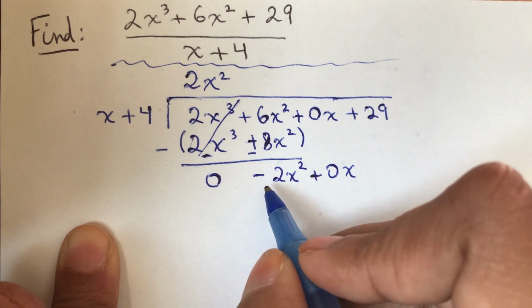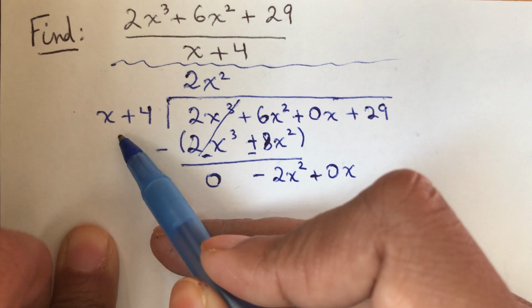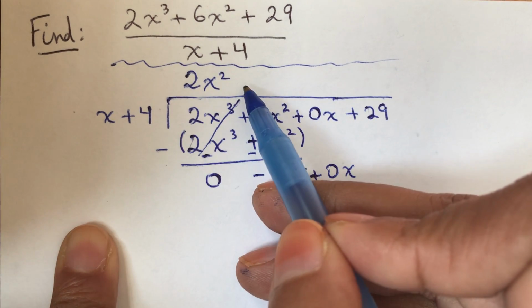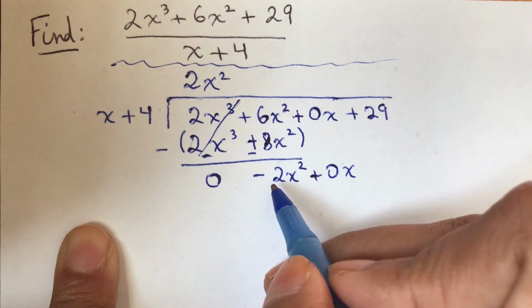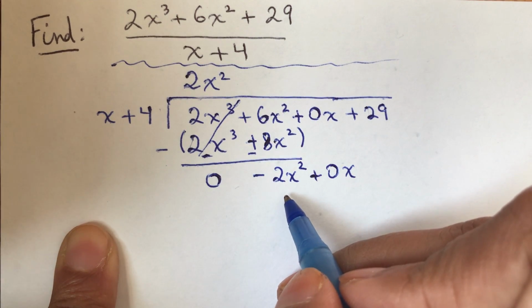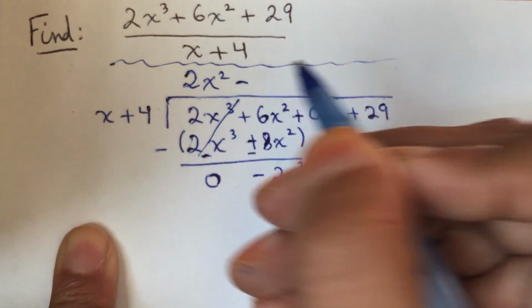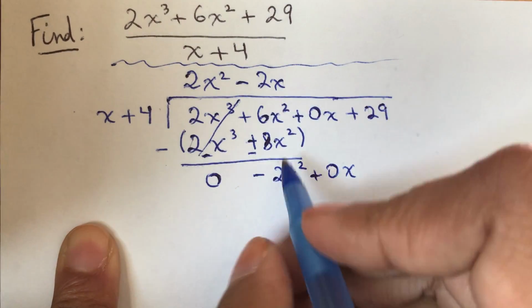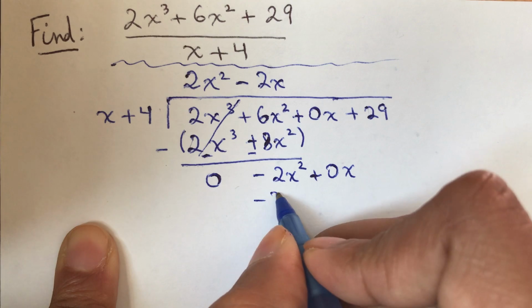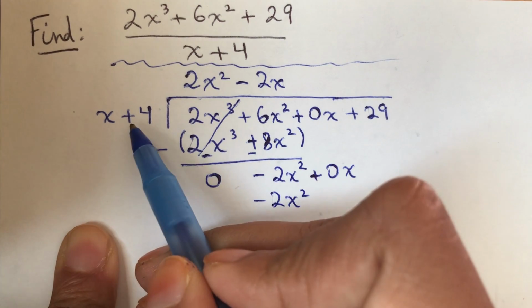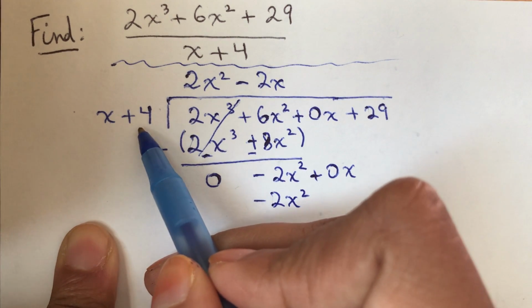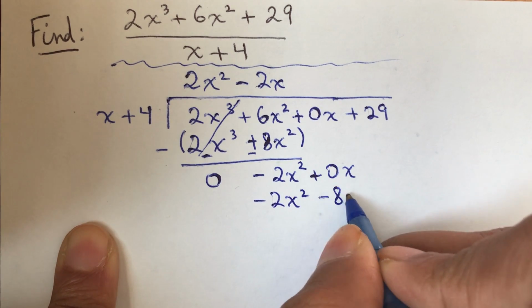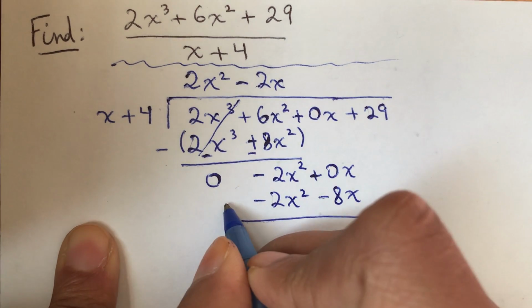Take the x here and the first term here, negative 2x squared. So x times what term or number for me to get a negative 2x squared here? Well, I know that a minus 2x times the x would give me a minus 2x squared. And obviously I need to multiply the negative 2x by the 4 here. Negative 2x times 4 gives me a negative 8x. Same drill, subtract.